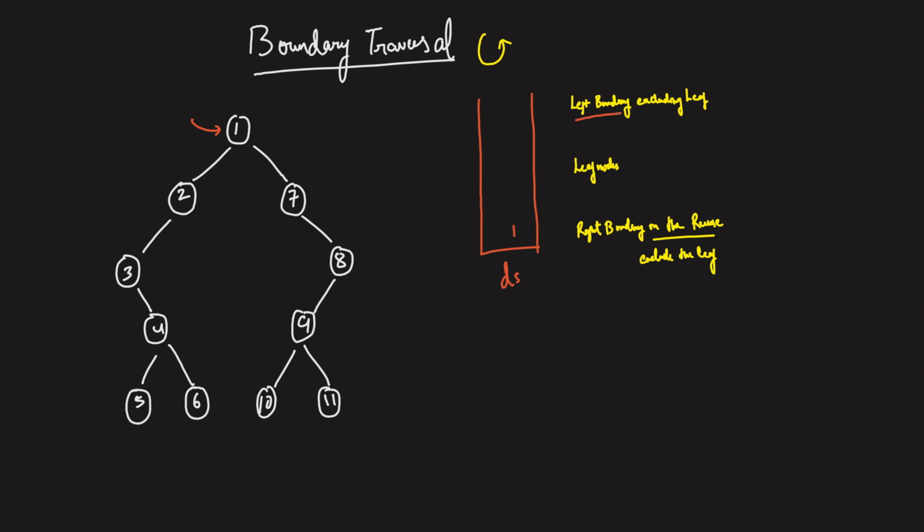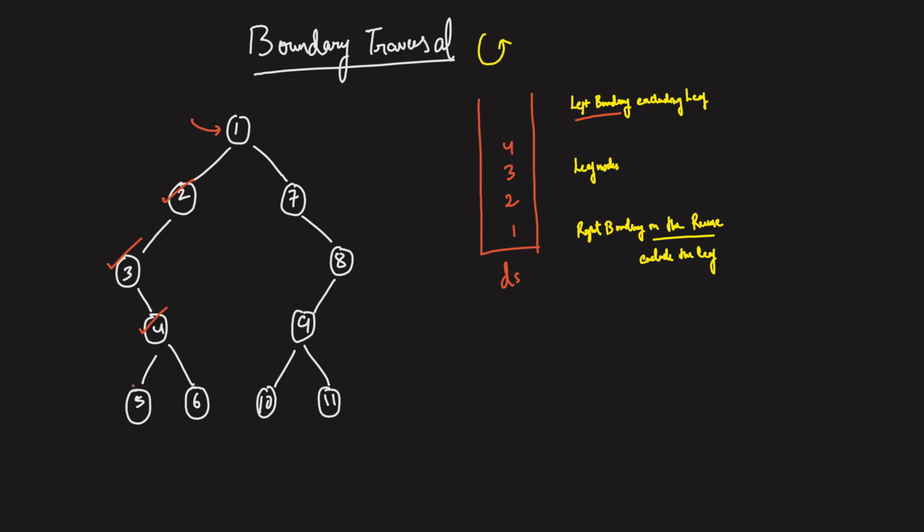Right, after that, you'll start off with the left boundary. Now, how do you start off with the left boundary? Again, very simple. You start from the root's left. So you take on 2. You put that into your data structure. Then if there exists a left, you will go. So you'll put it on. And if there exists a left of 3, it doesn't exist. So if there doesn't exist a left, you'll go to the right. Very, very important. If there doesn't exist a left, you'll go to the right. So you'll go to the right and you'll get 4.